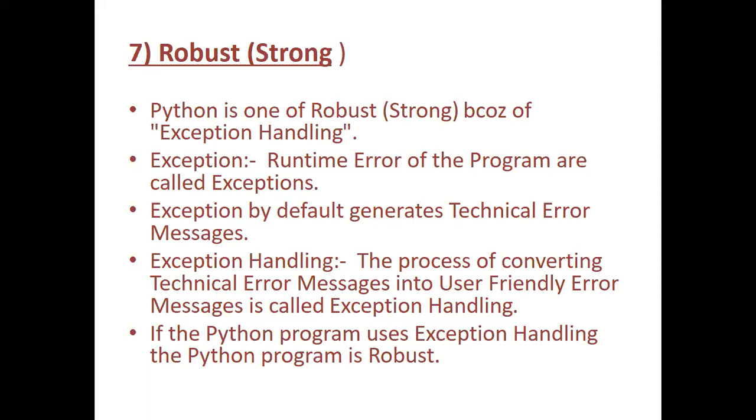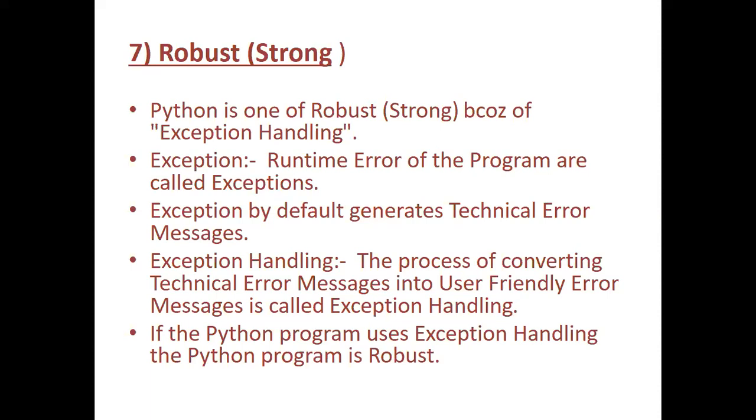So exceptions by default, what do they do? They generate technical error messages. So whenever we run the program, in case we have any error in it, it by default generates the technical error messages. And what do we understand by exception handling? The process of converting technical error messages into user-friendly error messages is called exception handling.